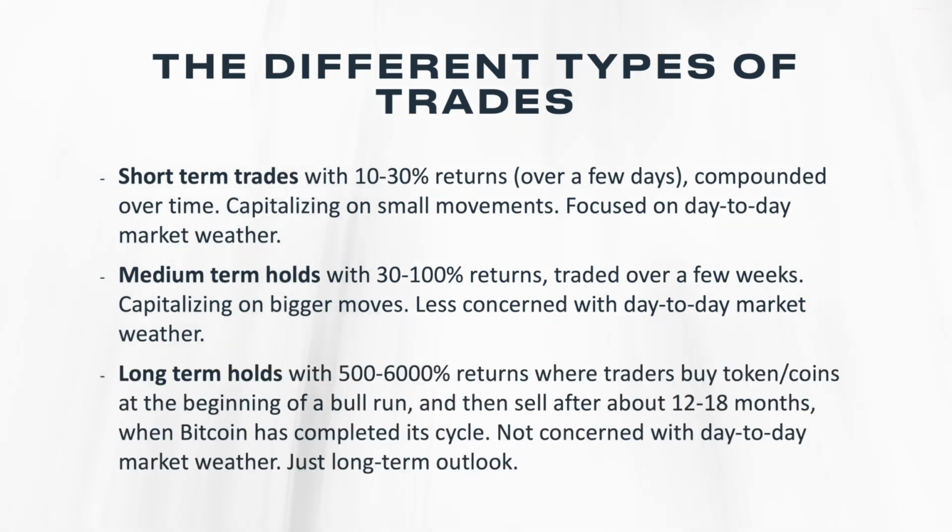And then finally, you have long-term holds, which essentially have anything between 500 and 6,000% returns. And this is where traders will buy tokens and coins at the beginning of the bull run and then sell after about 12 to 18 months once Bitcoin has completed its cycle. Traders performing long-term holds are not concerned with the day-to-day market weather, just the long-term outlook and historical trends and how that can impact your profits.